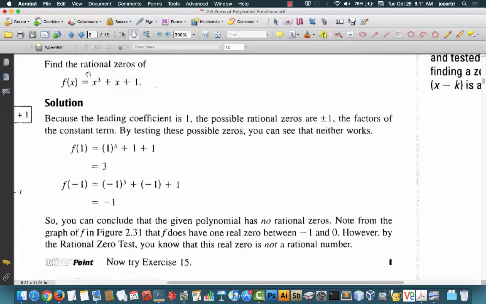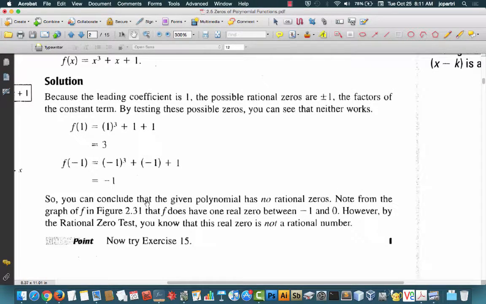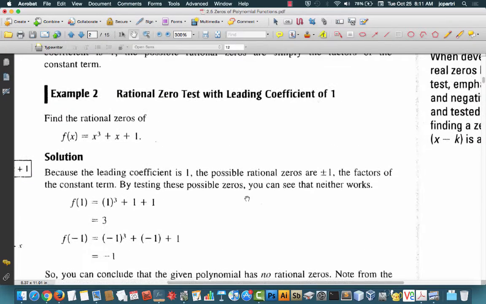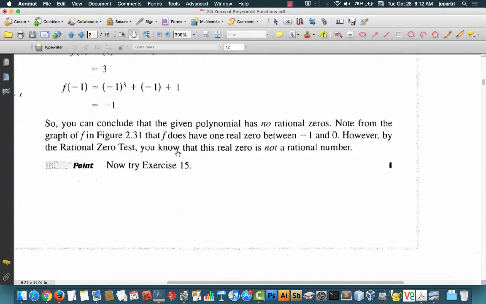The rational zeros test failed, and so I can conclude that the given polynomial has no rational zeros, which means it has to have at least one irrational zero. An irrational number is a number like pi, or the square root of 2, or the square root of 5, or the square root of 7. The rational zeros test can't detect those kinds of zeros. If a zero is rational, the rational zeros test will find it every time. But if a zero is irrational, the rational zeros test can't really do very much.